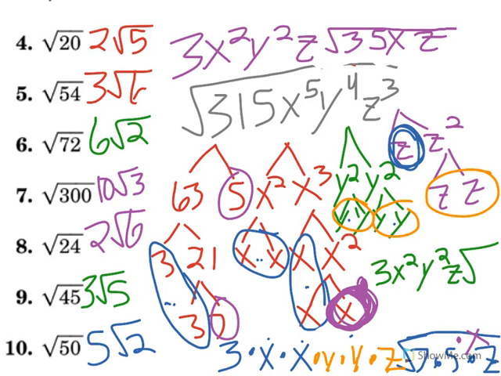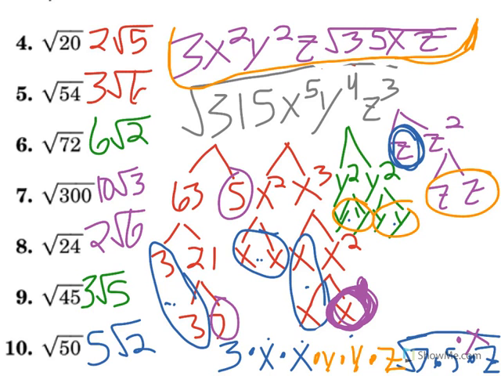Out of all the simplifying and putting all the ones on the outside, I don't mean to laugh, but this question took quite a bit of effort. I didn't realize it when I made it. So this is our final answer. Your final answer is 3 times x squared times y squared times z times the square root of the quantity, 35 times x times z.